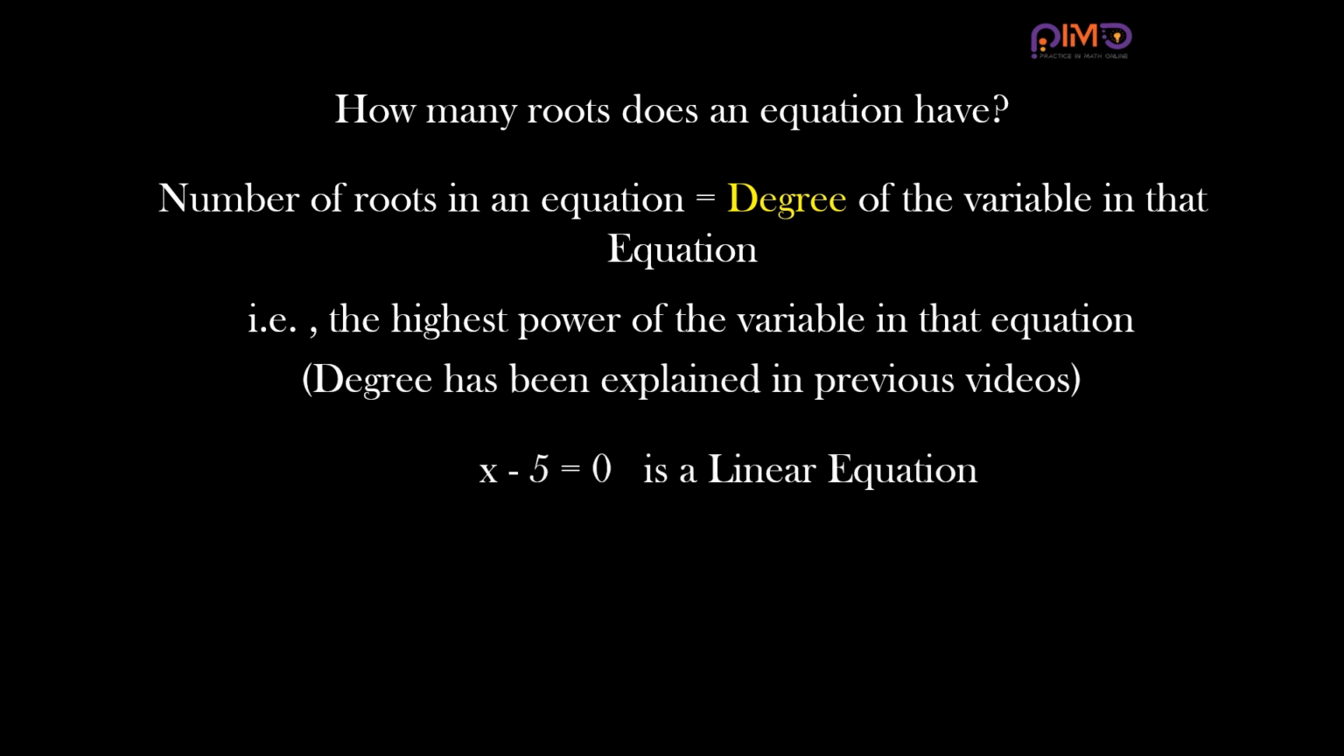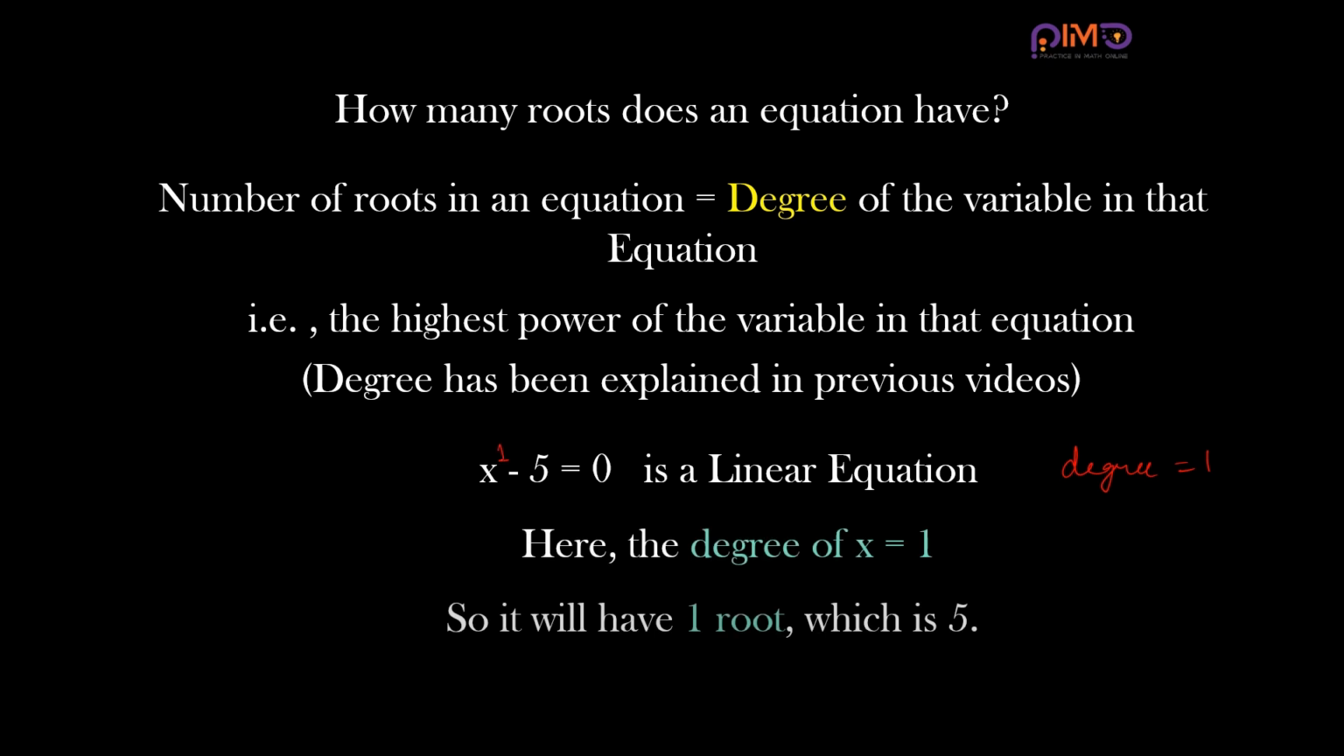Let's take a few examples. x minus 5 is equal to 0 is a linear equation. Here linear means the degree of x in this equation is 1. Degree means the highest power of x in this equation. So the highest power of x in this equation is 1. So since the degree is 1, it will have one root. Here the root is 5 because if you substitute 5 in place of x in x minus 5, it comes out to be 0. So 5 is a root of this equation.